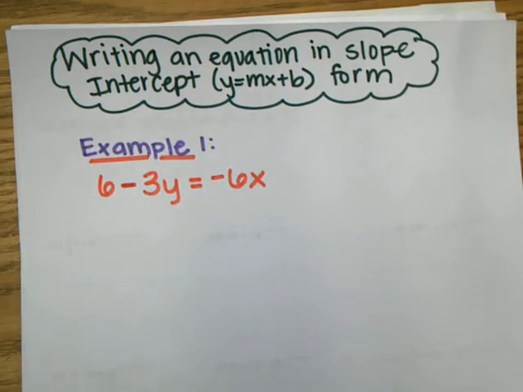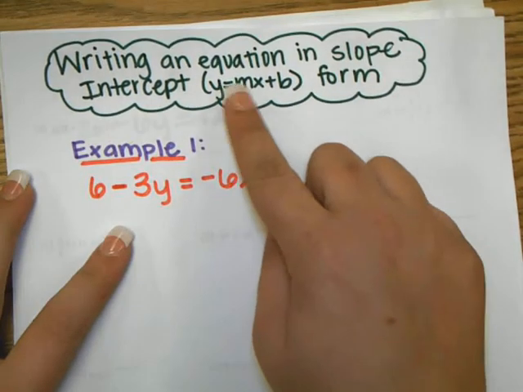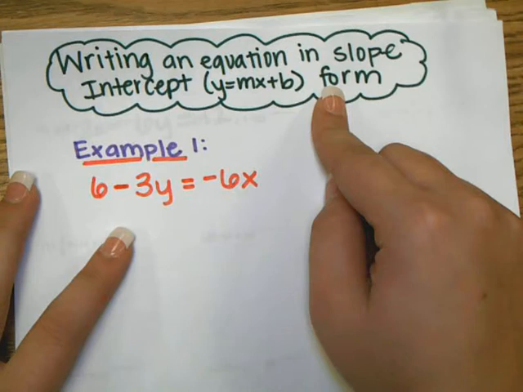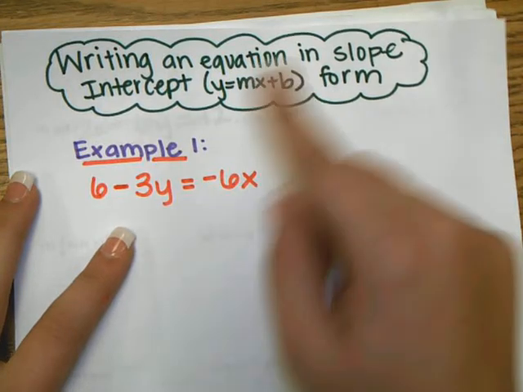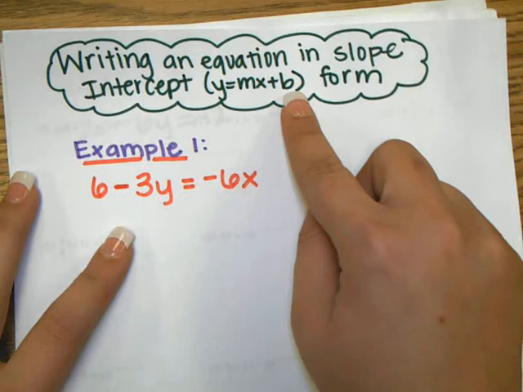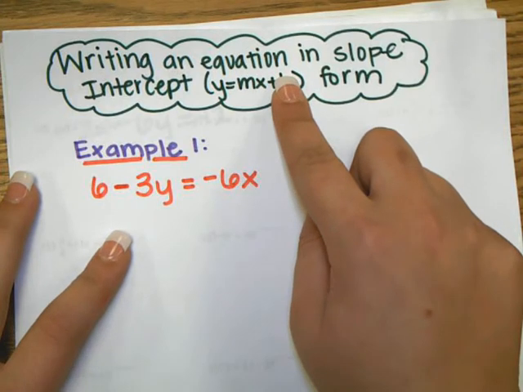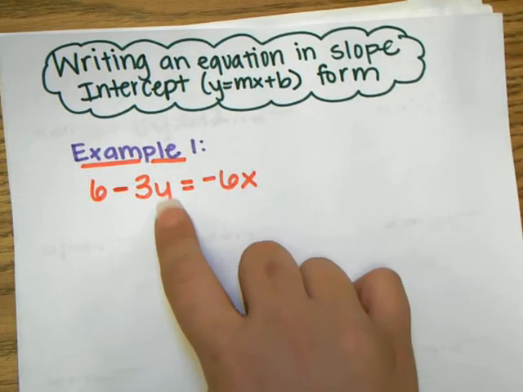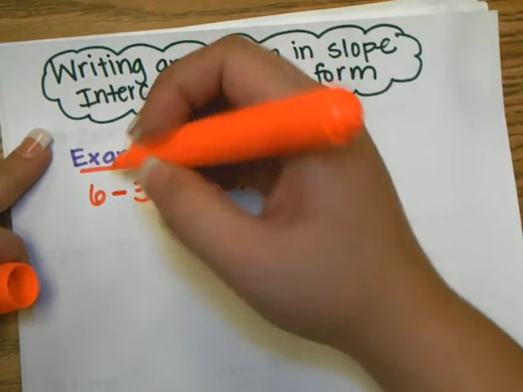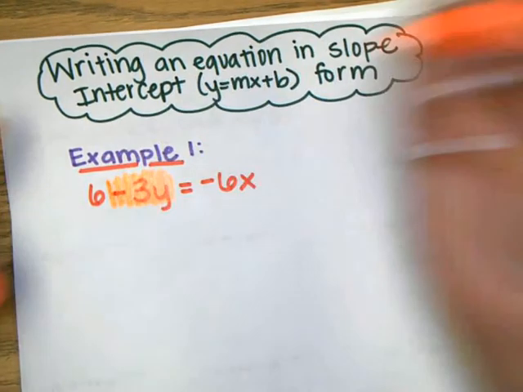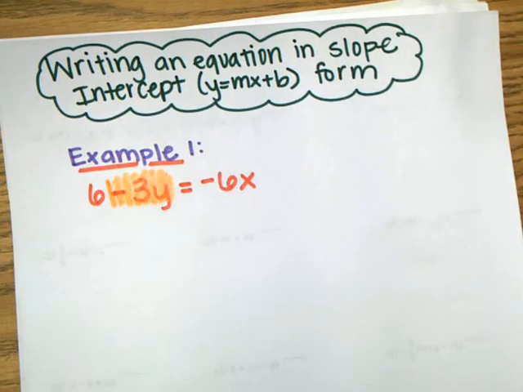This video is about writing an equation in slope-intercept form, y equals mx plus b form. This is helpful when graphing without a table, using the slope, m, and the y-intercept, the number that would be located here. So our goal is to get the y term by itself. I find it helpful to remind myself of that goal.